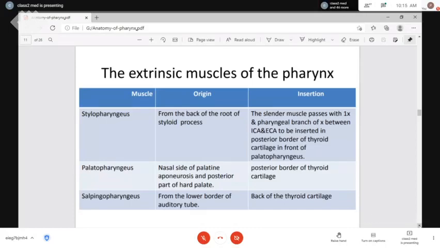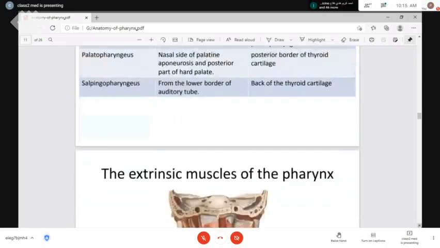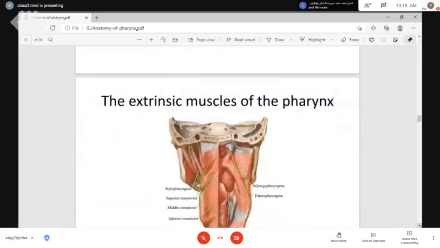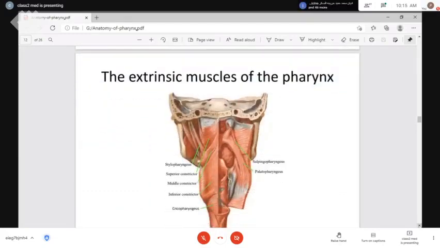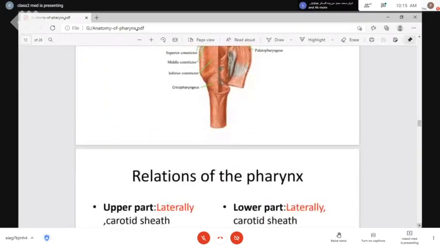The third is the salpingopharyngeus muscle, originating from the lower border of the auditory tube and inserted at the back of the thyroid cartilage. This picture shows the extrinsic muscles of the pharynx.